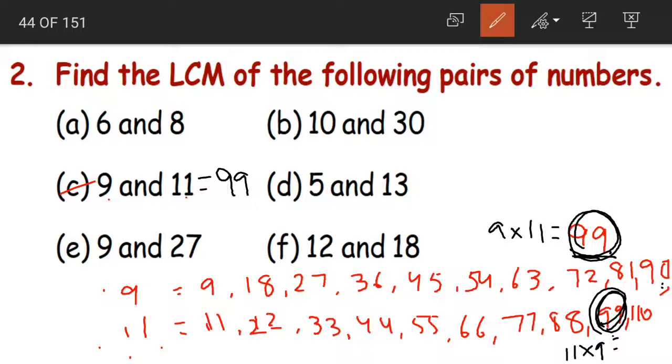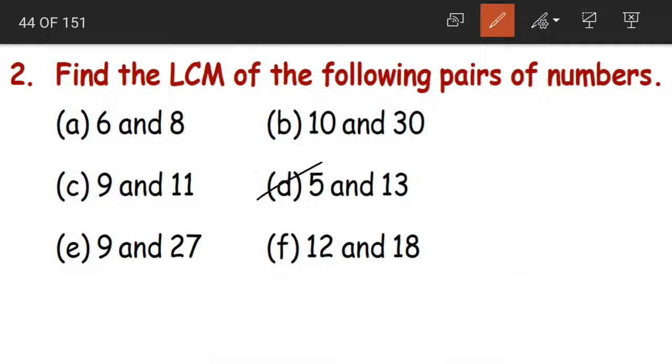Okay, so sometimes even after writing the first 10 multiples, you might not find the LCM. So do not write LCM as 0 or nil, but you have to search further, write a few more multiples and check whether you are having any common multiples. Understood? Now coming to question D, 5 and 13.